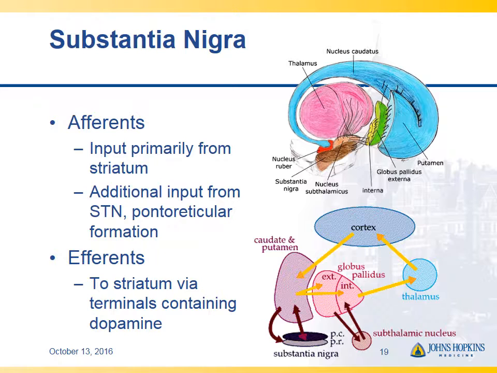When considering the substantia nigra, the afferent input is primarily from the striatum. There's additional input from the subthalamic nucleus and pontoverticular formation. The efferents go to the striatum via terminals containing dopamine.